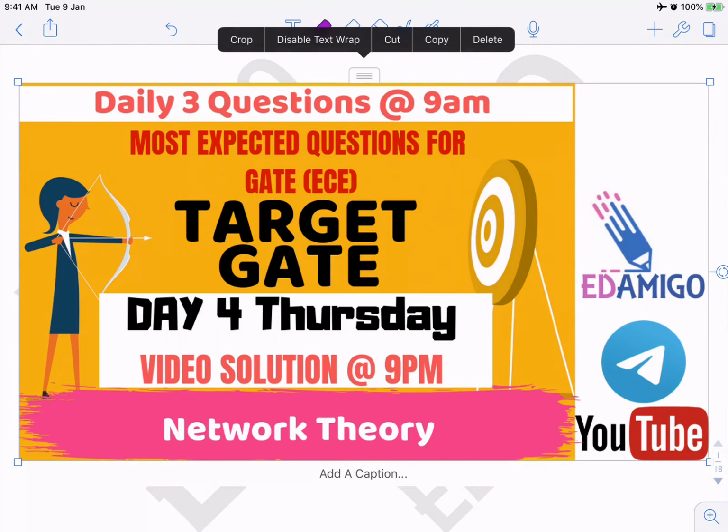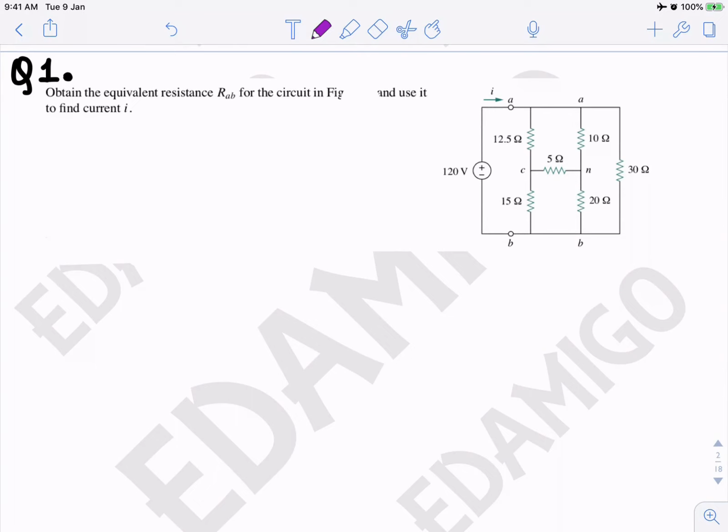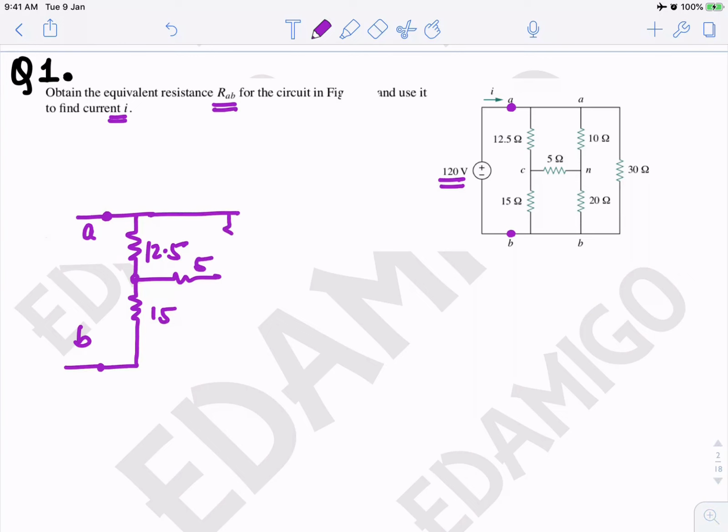Let's begin with question number 1. We have to find the resistance RAB seen between these two terminals. First of all, let me draw the circuit between the AB terminals. We also have to find the current, which is simply 120 volts divided by the resistance that we are finding. So this is the circuit.